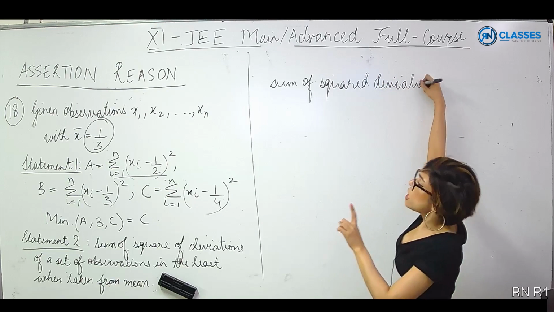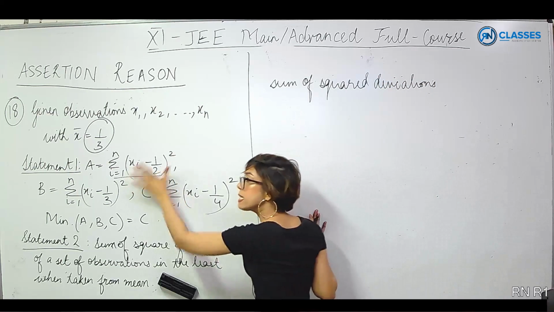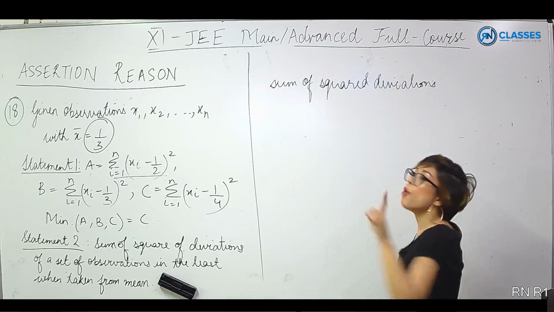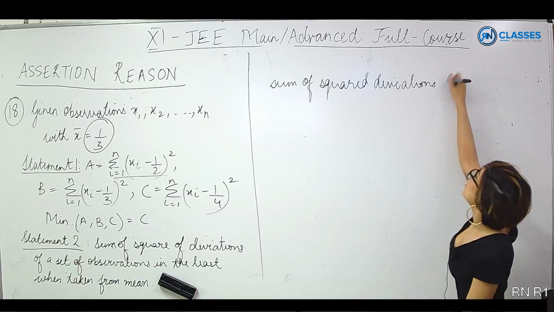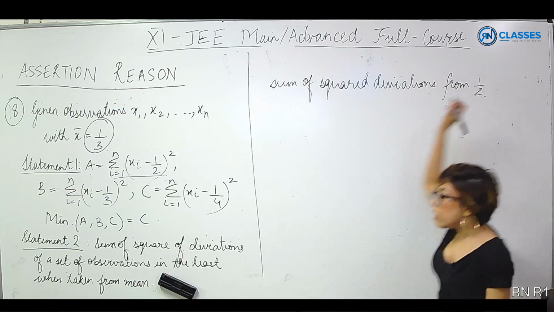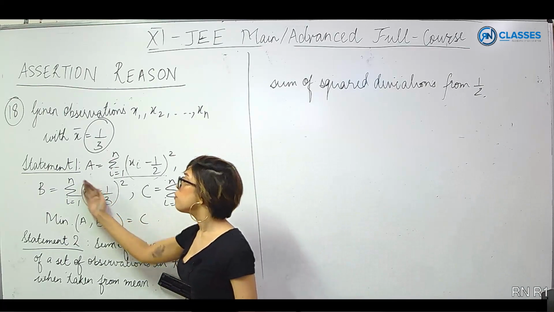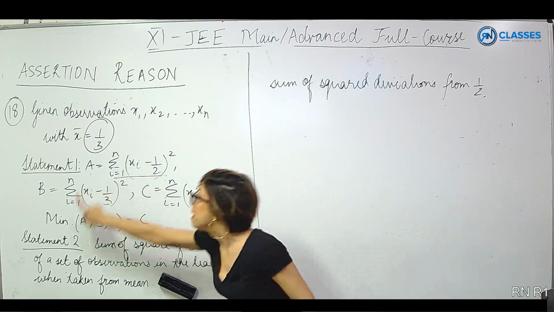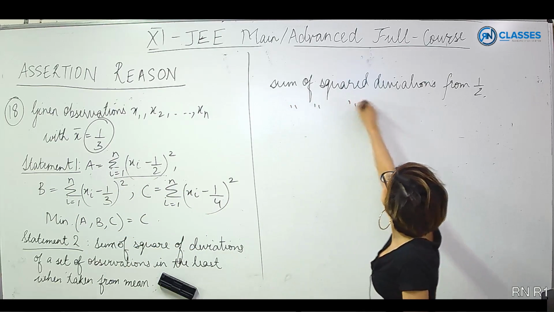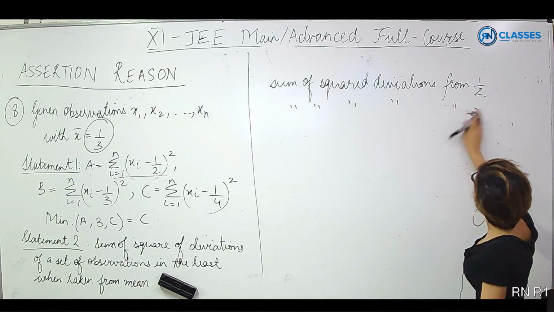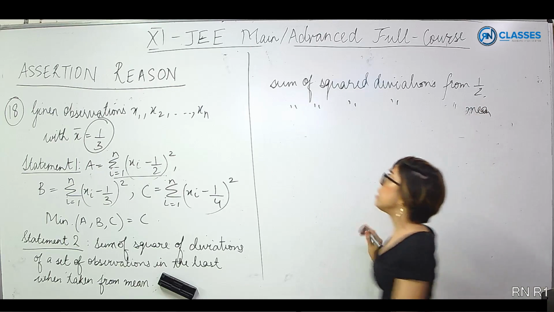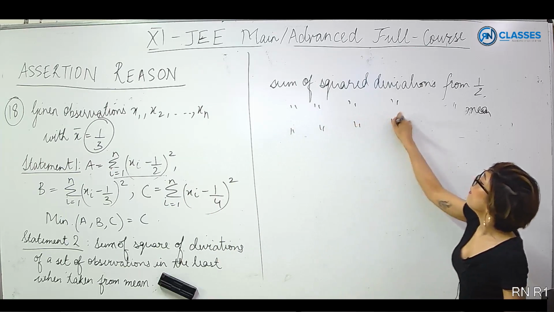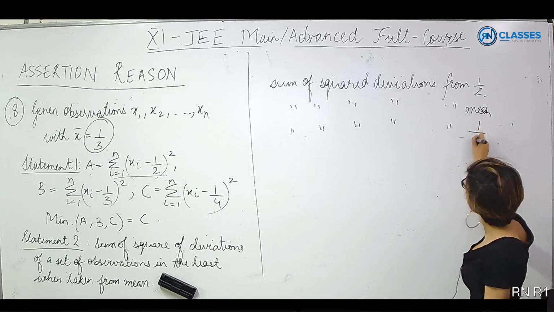First one is deviation from 1 by 2. Why? Because difference is deviation. Squaring up, and I'm adding them up. So this is the sum of squared deviations. First one is from 1 by 2. Second one is xi minus 1 by 3, deviation from 1 by 3, which is the mean. Deviation from mean, squaring it up and adding it up, so sum of squared deviation from mean. Then I have deviation from 1 by 4, squaring it up and adding up. Simple. Again, it is sum of square deviations from 1 by 4.